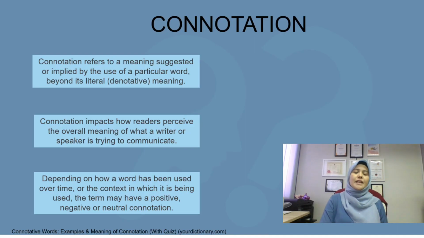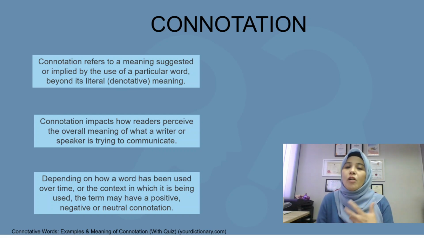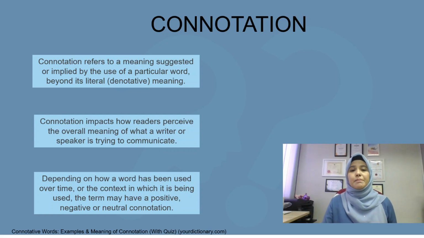Next one, another thing about language that we use in our interpersonal skills and communication is connotation. Connotation refers to a meaning suggested or implied by use of a particular word beyond its literal meaning. All right? It impacts how readers perceive the overall meaning of what a writer or speaker is trying to communicate. I'll give you an example later. Don't worry. Depending on how a word is used, it can convey negativity, positivity, or neutrality. These are some of the examples.